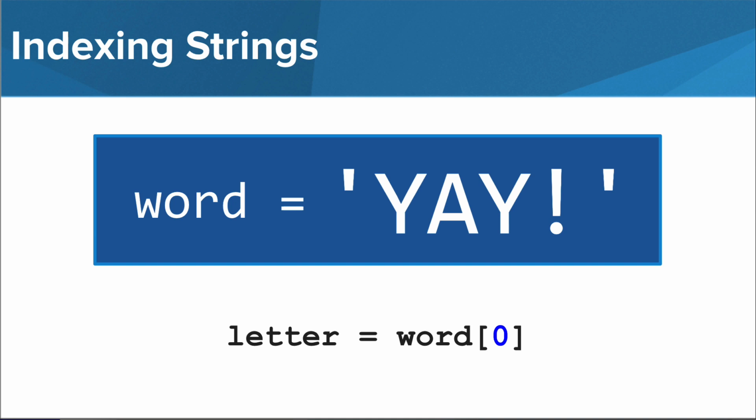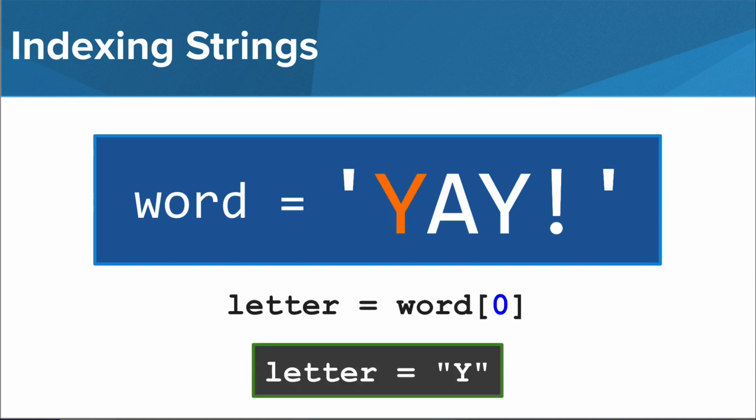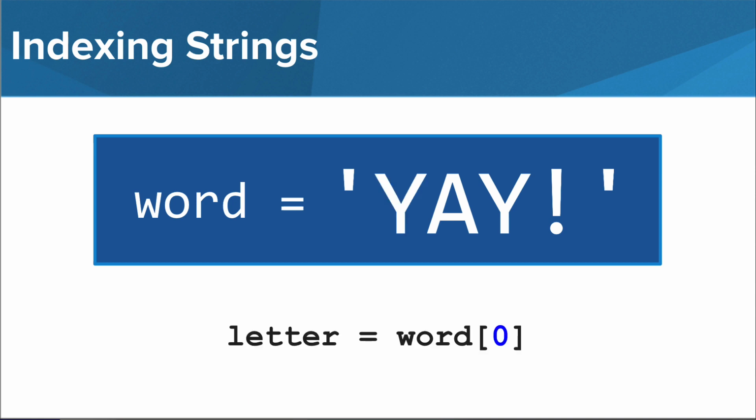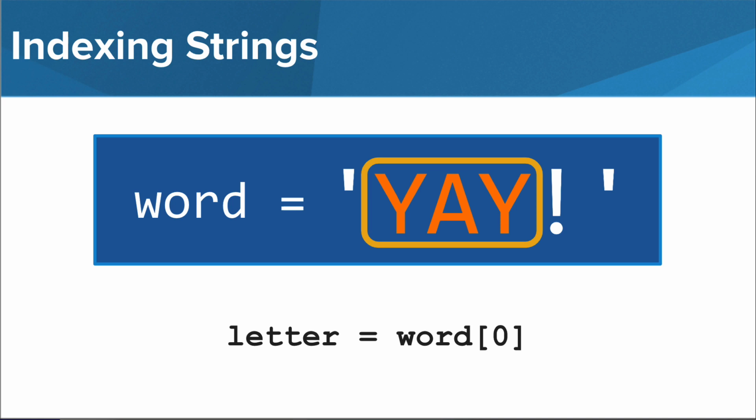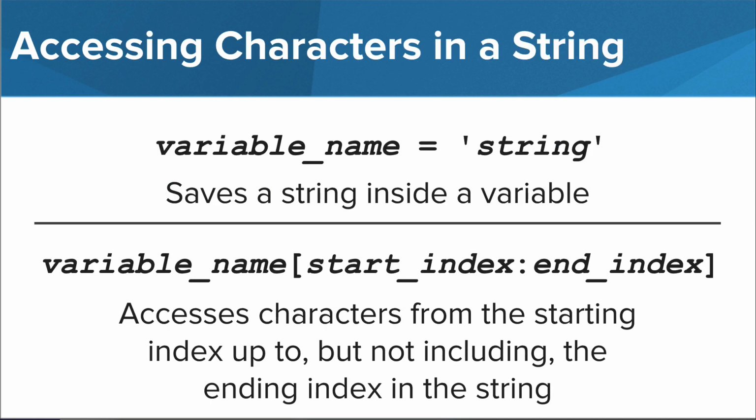We can use these index values to access specific characters in a string. In this case, using the command word[0], we'll access the first character in the string, the first Y. Okay, this is all great, but what if I wanted to access the text in the string, but not include the exclamation point? Would I need to access each item individually and then put them together? This would get very tedious if I had a really long string. We actually have a way to access multiple characters in a string at once.